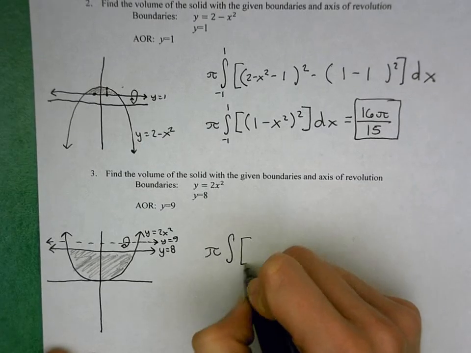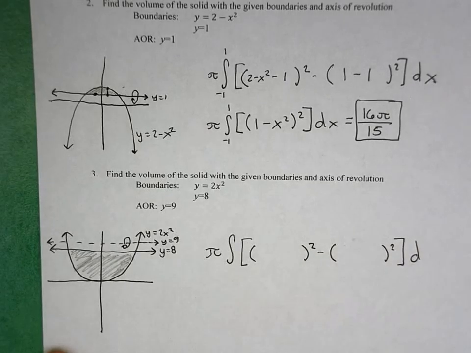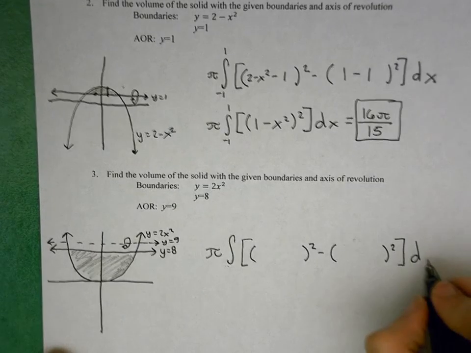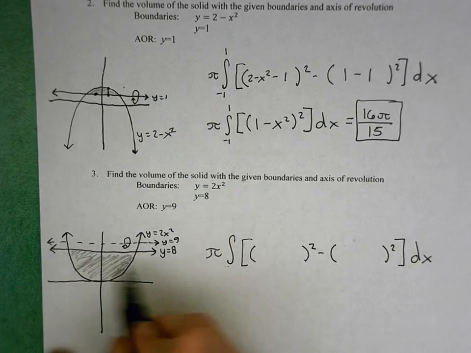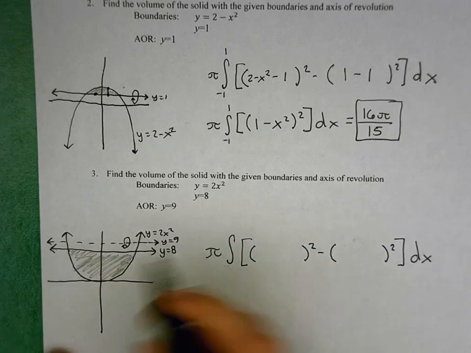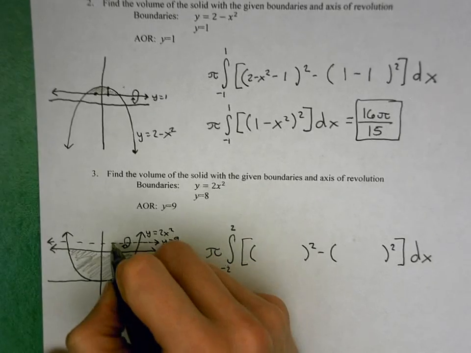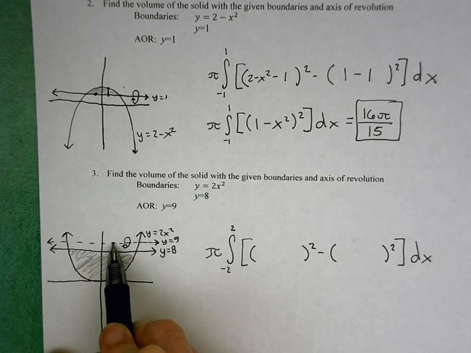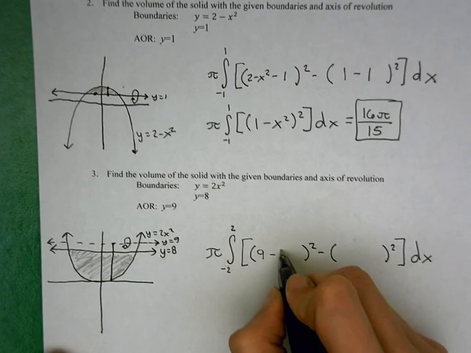Pi integral big R squared minus little r squared d, and then we're going to look at our axis of revolution to help us determine bounds and what this is in reference to. So my axis of revolution is parallel to the x-axis, so it's going to be dx. And my bounds are going to be the smallest and biggest x of my shaded region. My smallest x over here is -2, and my largest x is 2. So big R, distance from the axis of revolution to the furthest point. My upper is on 9, y equals 9. My lower is on this quadratic, which is 2x squared.